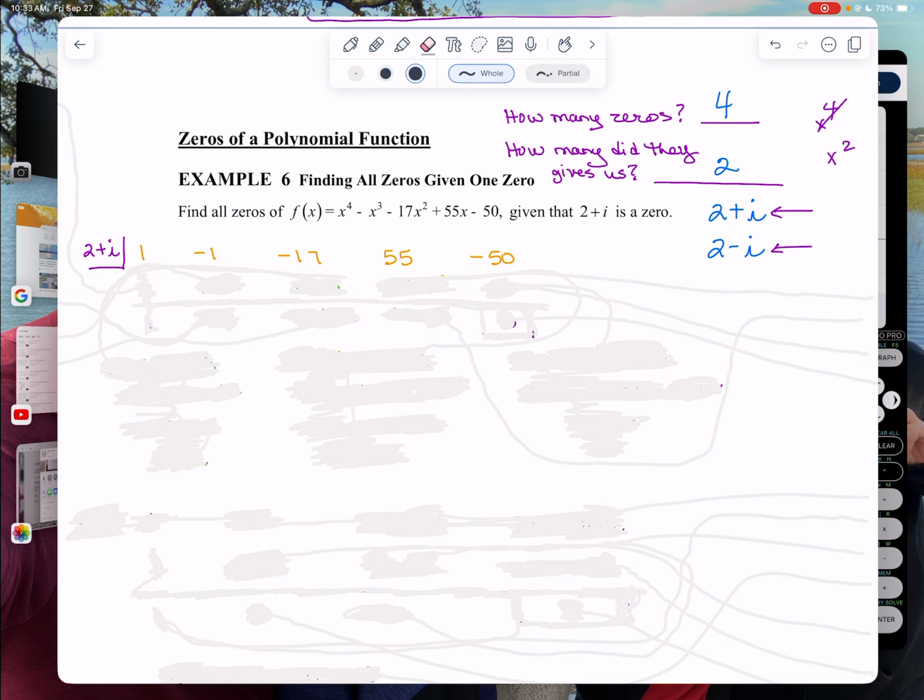My 2 plus i. We're going to start with this guy. We're going to put 2 plus i on the shelf. Here, we're going to use all these coefficients. So I got a 1, a -1, minus 17, plus 55, minus 50. Notice I'm not missing anything, so I didn't have to put in any zeros.